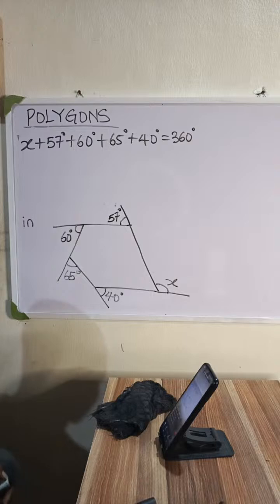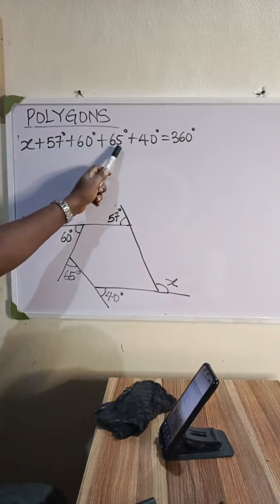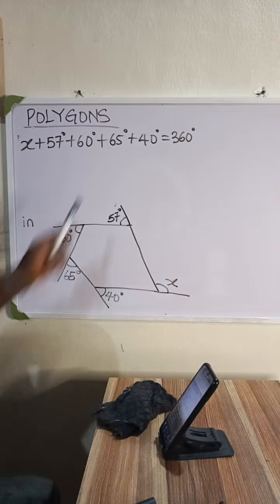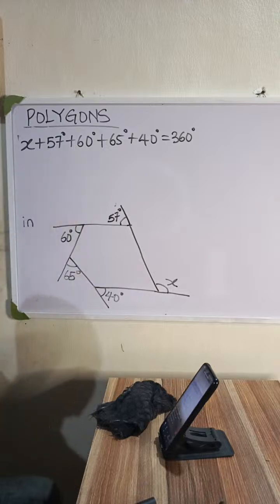Someone else said 222. Okay. So we need another confirmation from someone else. 57 plus 60 plus 65 plus 40. It seems to be more than 200, because these two is 100, these two is more than 100. Anybody confirming it?